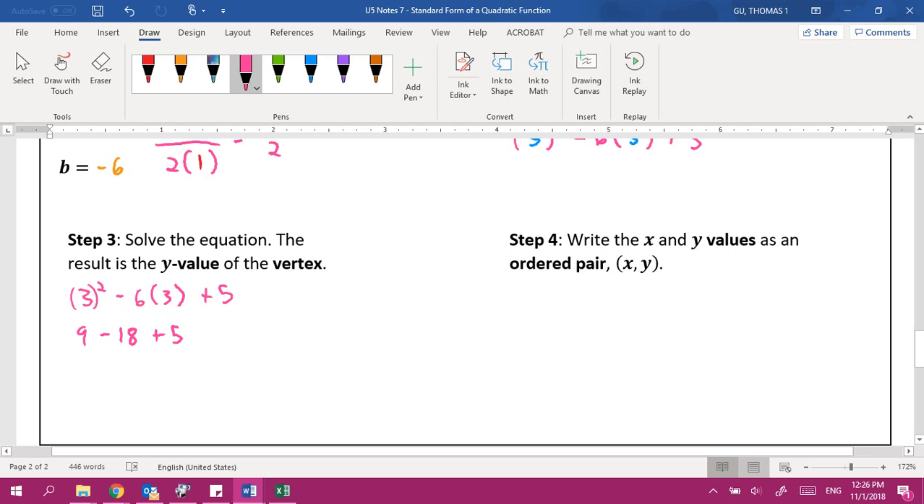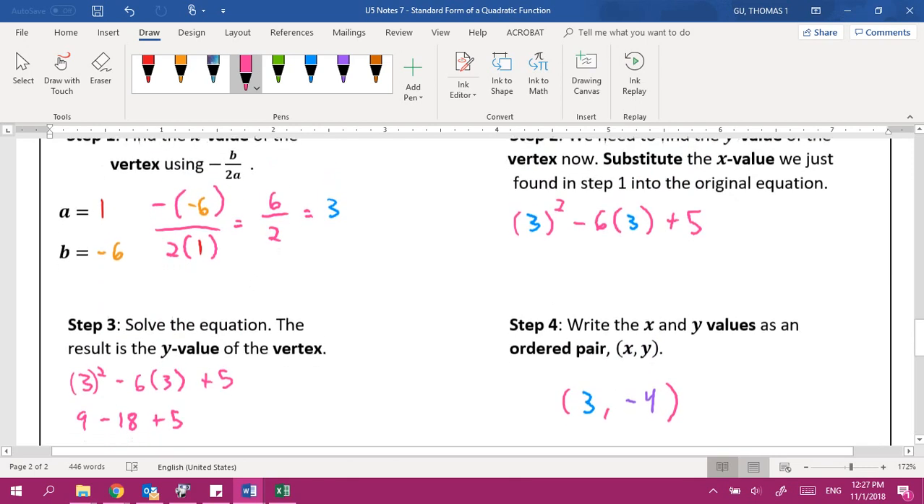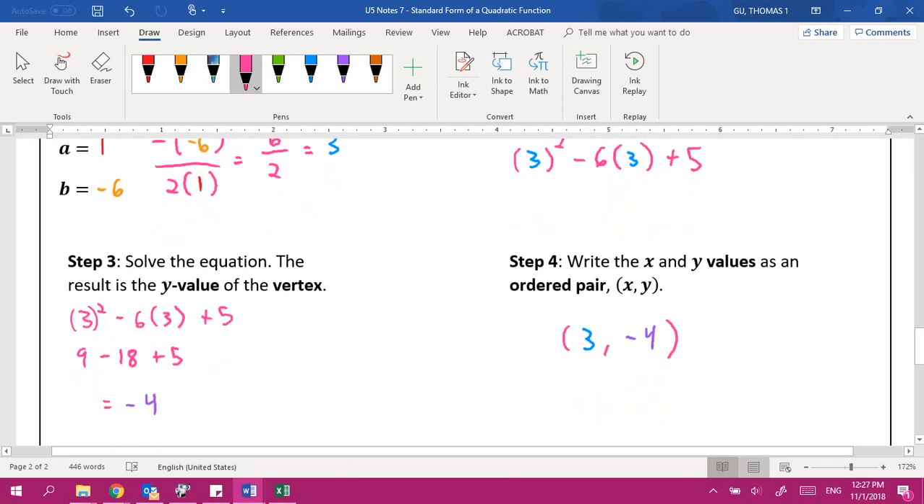What is 9 minus 18 plus 5? Negative 4. Yes, it is negative 4. So we found the x and we found the y. So what is our vertex then? 3, negative 4. Our vertex is 3, negative 4. That's right. Boom. There it is. You see, you find the x value first, plug that in, and then you find the y. 3, negative 4.